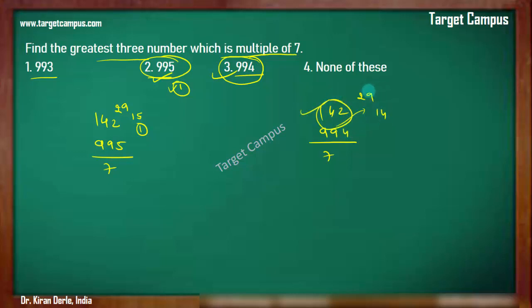I hope you are getting this point. So the greatest number would be this. You have to start from the greatest number, because the question is asked like this. Okay, fine.